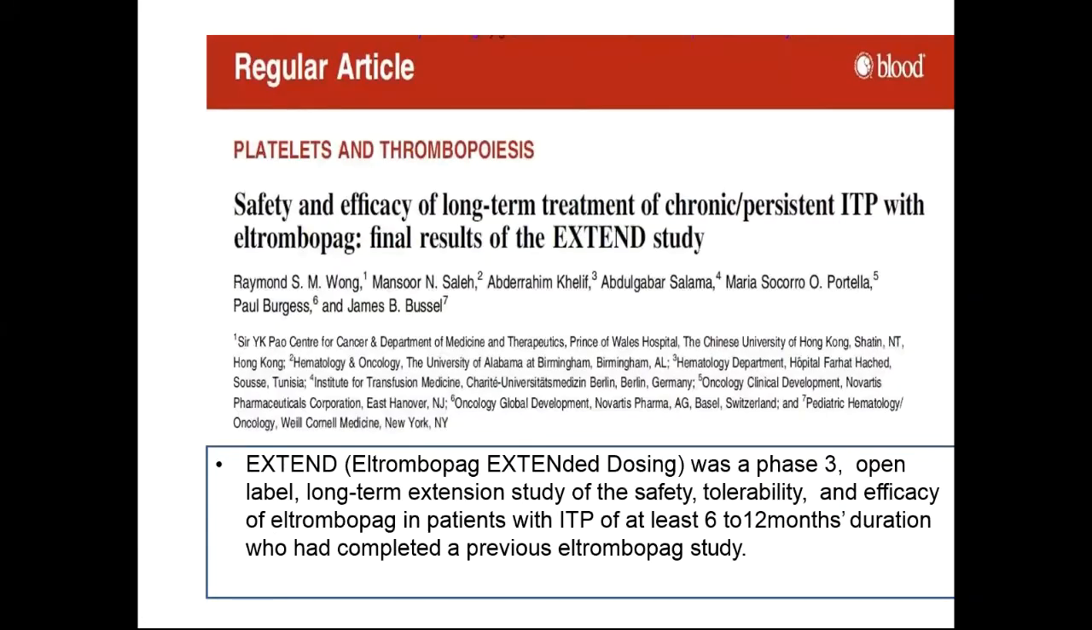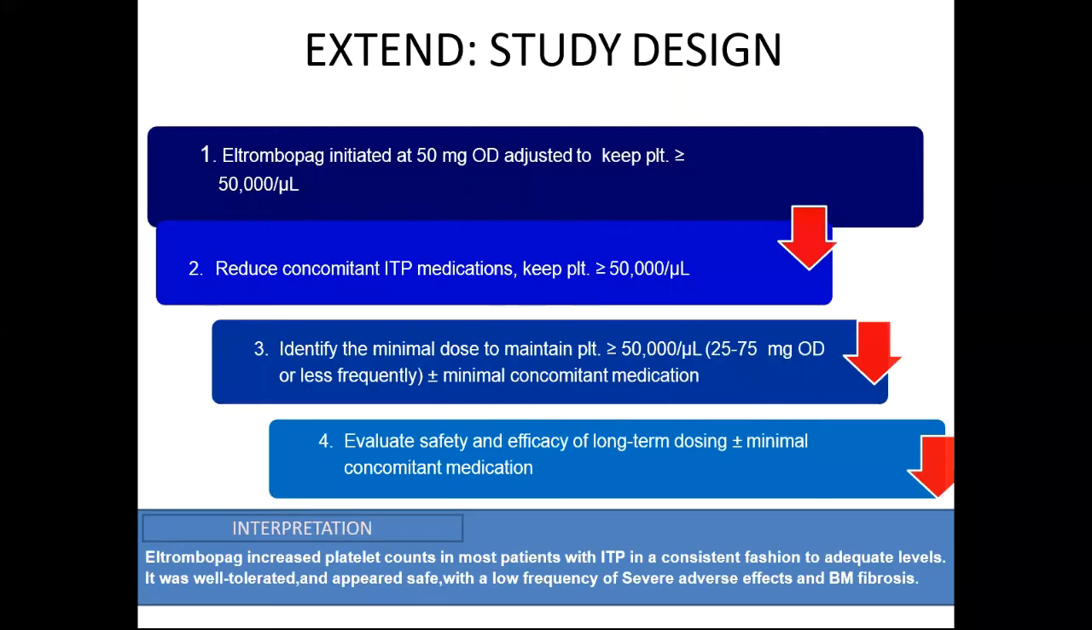So there were some articles like the EXTEND study. It was a phase 3 open label long-term extension study of the safety, tolerability, and efficacy of eltrombopag in patients with ITP of at least 6 to 12 months duration who had completed a previous eltrombopag study. So briefly, I will tell the study design. Eltrombopag was initiated at 50 mg OD, adjusted to keep platelet count more than 50,000. Second was to reduce the concomitant ITP medication, keeping platelet count above 50,000. Third was to identify the minimal dose to maintain the platelet count above 50,000 with or without minimal concomitant medication. And fourth was the evaluation of safety and efficacy of long-term dosing with or without minimal concomitant medication.